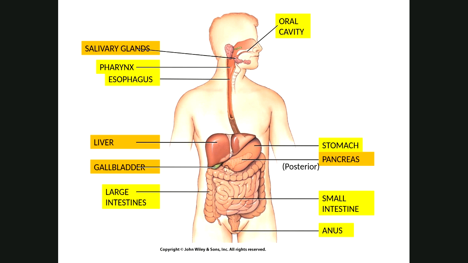So the salivary glands. In your mouth, we have a couple salivary glands. And then the liver, which I said was the laboratory. And the small but very important organ is the gallbladder that helps us with fatty foods, and the pancreas.